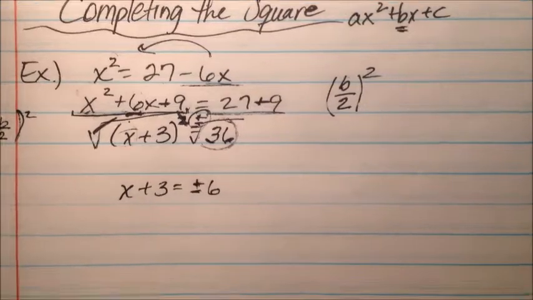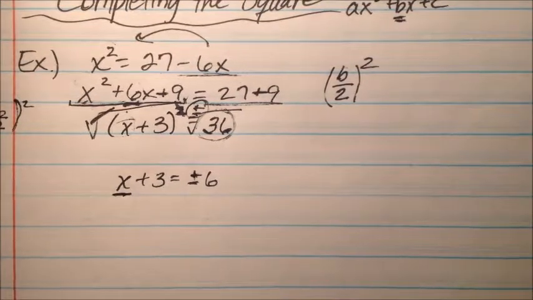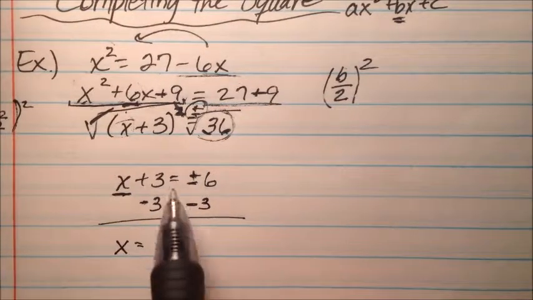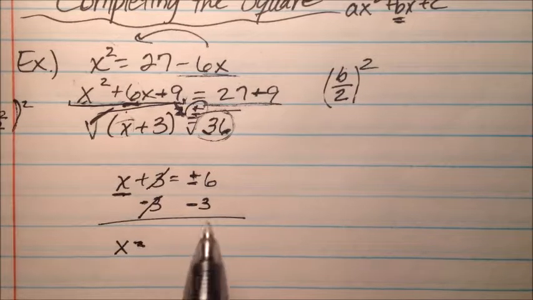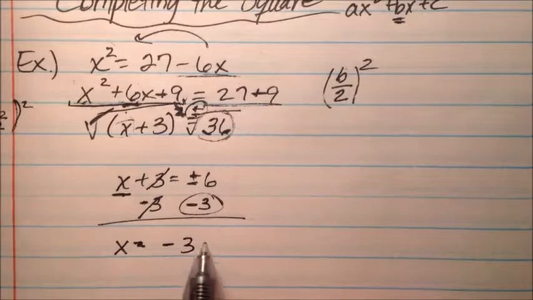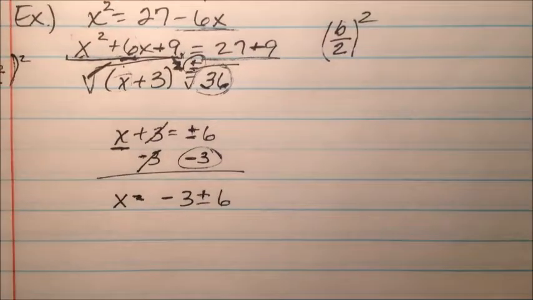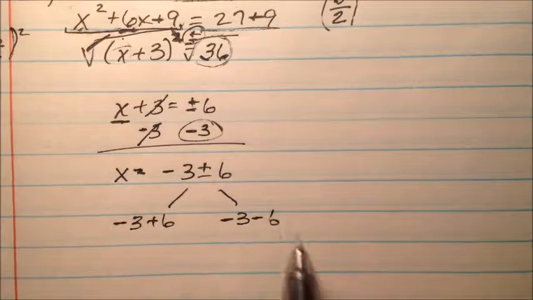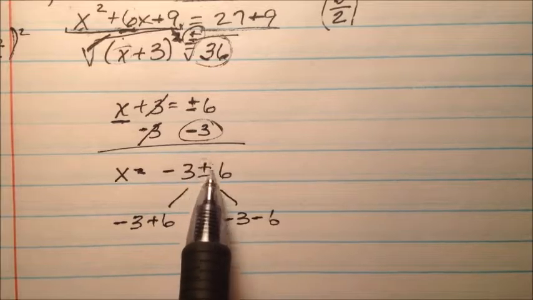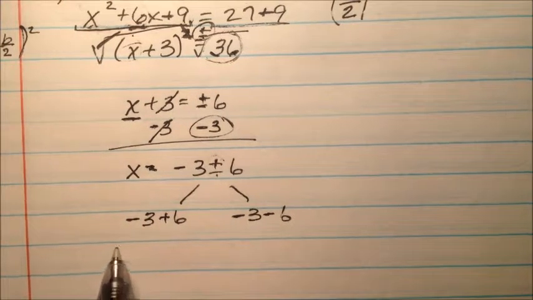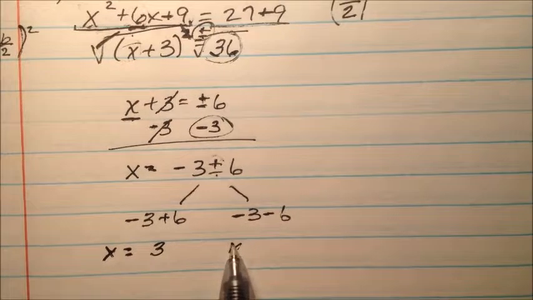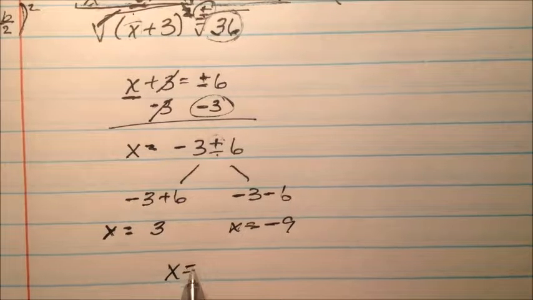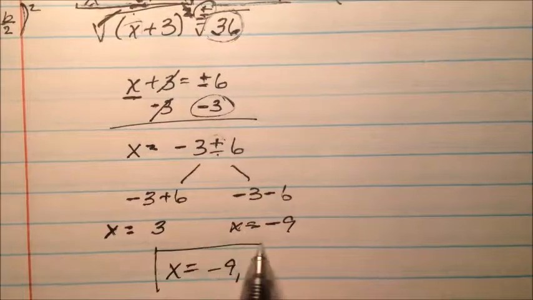Now this is looking pretty nice. To finish isolating my variable and solving for x, I'm going to subtract 3 from both sides. These 3's on the left cancel. I have x equals negative 3 plus or minus 6, which means I'm going to have two answers here: negative 3 plus 6 and negative 3 minus 6 as my two solutions, because I have to have two of them, one with a plus and one with a minus. So it looks like x will equal 3 in this case, or x will equal negative 9 in that case. So for my final answer, I can say x will be negative 9 and 3.